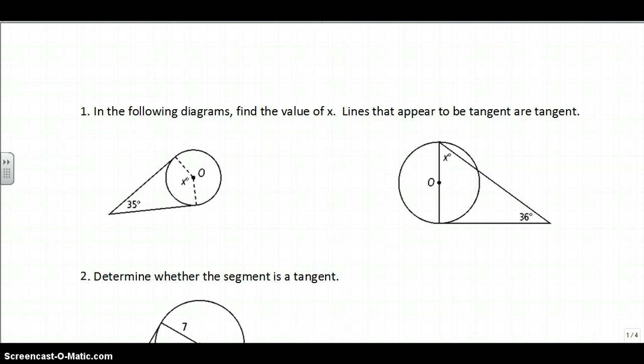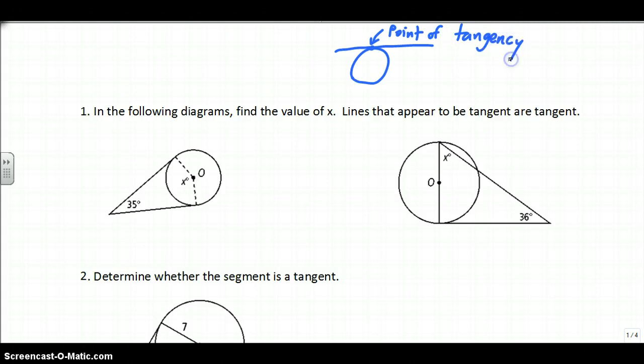If you can do this review, you should be just fine for the test tomorrow, okay? Number 1 says, in the following diagrams, find the value of x. Lines that appear to be tangent are tangents. So let's review something about tangents. First off, a tangent is a line which only touches a circle in one and only one point, called the point of tangency, okay?